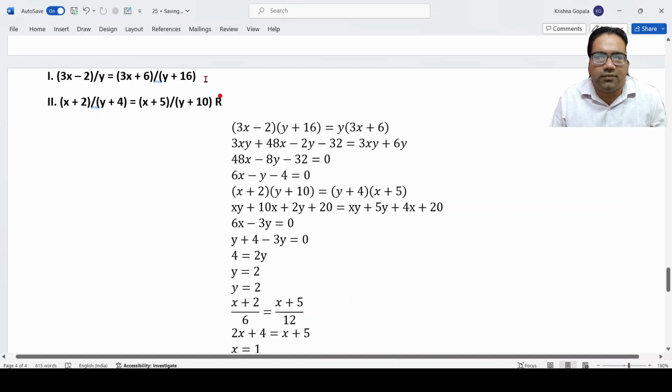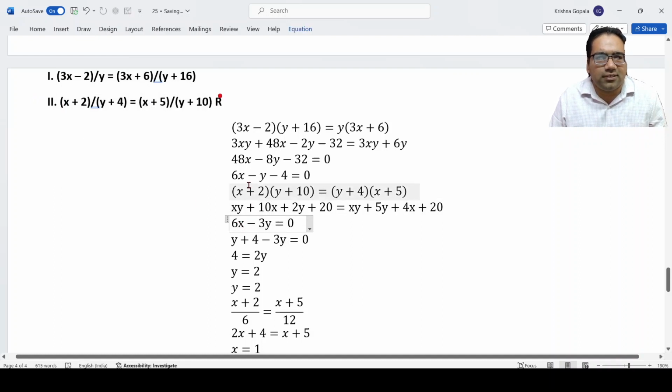This is coming from the first equation, right? Let's do the second equation. x plus 2 into denominator of this, y plus 10, is equal to y plus 4, denominator of this, into x plus 5. Cross multiplication of the second equation. Let's expand: x into y, xy, x into 10, 10x, 2 into y, 2y, plus 2 into 10, 20, is equal to y into x, xy, y into 5, 5y, 4 into x, 4x, plus 4 into 5, 20. Simple. xy and xy will get cancelled. 10x minus 4x is equal to 6x. 2y minus 5y is equal to minus 3y. This 20 and this 20 will get cancelled. 6x minus 3y is equal to 0. This is coming from the second equation, right?